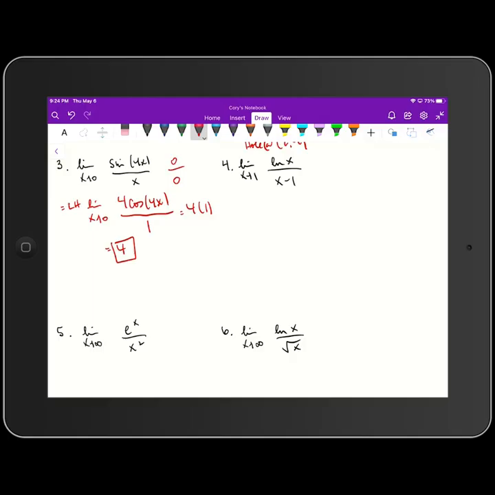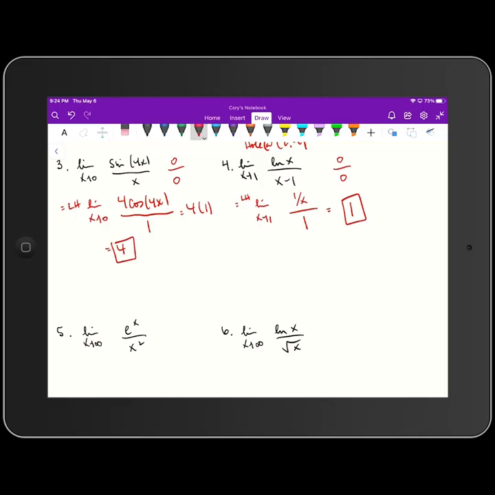Okay, so let's take a look at number 4. Again, if we try using direct substitution here, we get the natural log of 1, which is 0, divided by 1 minus 1, which is 0 as well. So again, that's an indeterminate form, 0 over 0, which means that this limit here is a candidate for L'Hopital's rule. So if we utilize L'Hopital's rule, we take the derivative of the numerator, which is 1 over x, divided by the derivative of the denominator, which is 1. And when we evaluate that at 1, we get 1 divided by 1, which makes the value of that limit 1.